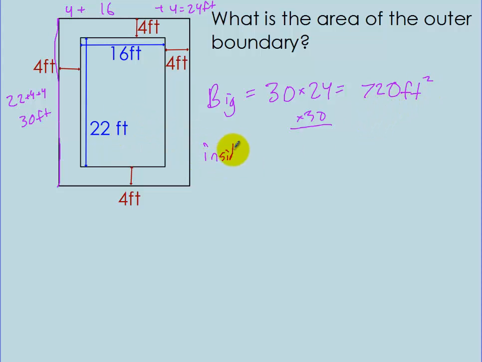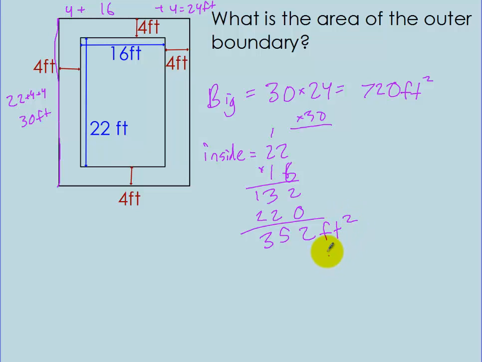So the inside, we'll call this the inside rectangle. Well, it's 16 times 22. So 22 times 16, what does that come out to? Do my multiplication. 2, carry a 1. So that adds up to 352 feet squared.